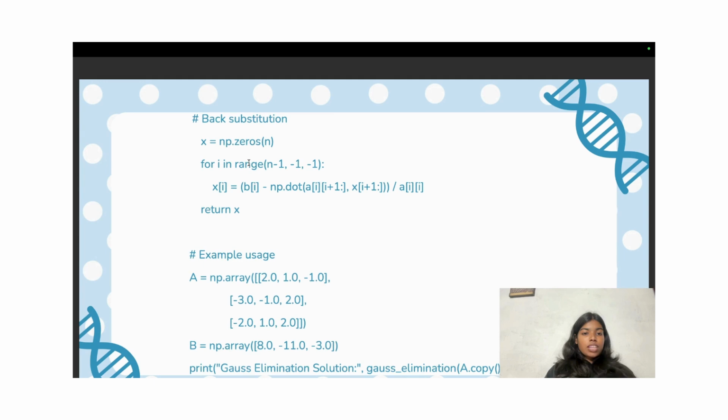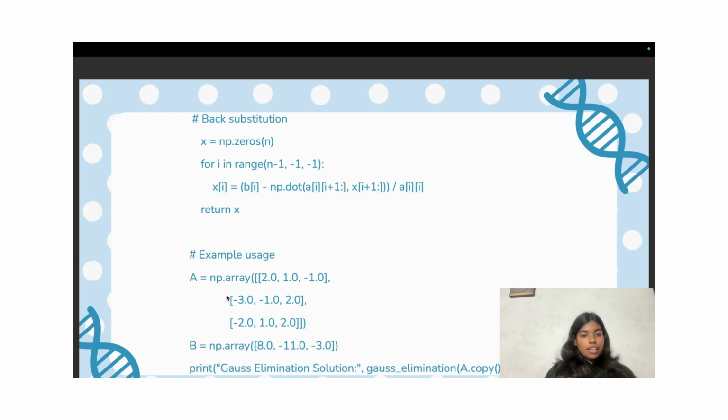Now we will write for back substitution, that is x = np.zeros(n), for i in range(n-1, -1, -1), x[i] = (b[i] - np.dot(A[i, i+1:], x[i+1:])) / A[i][i], and at last return x.